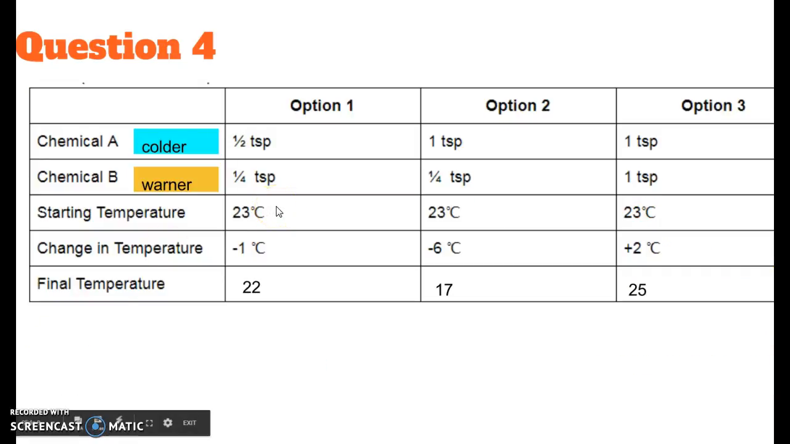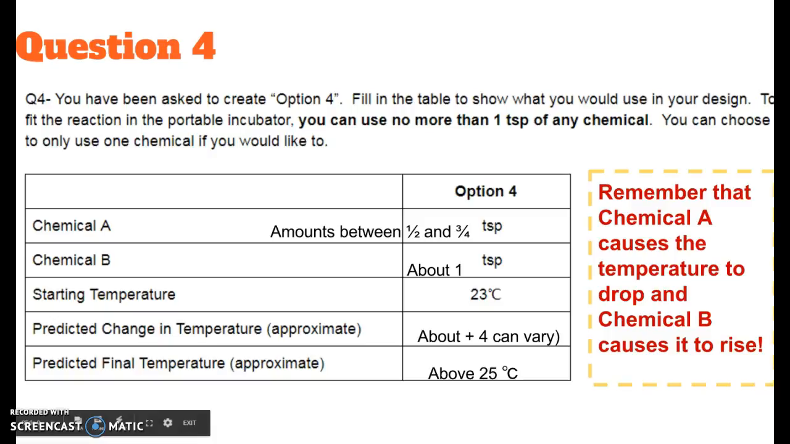The closest that we have to look at is option 3. Option 3 gets it to 25 degrees, which works for the incubator, but we might want to try to get it just a little bit warmer so that we're not at that bottom edge of the safety range for the turtle eggs. So in this option, chemical A, they added 1 teaspoon, and we know that makes it colder, and 1 teaspoon of B, and we know that makes it warmer. That did get us into the range, so we're pretty comfortable using this amount of chemical B, but in this case, we may want to change the amount of chemical A.